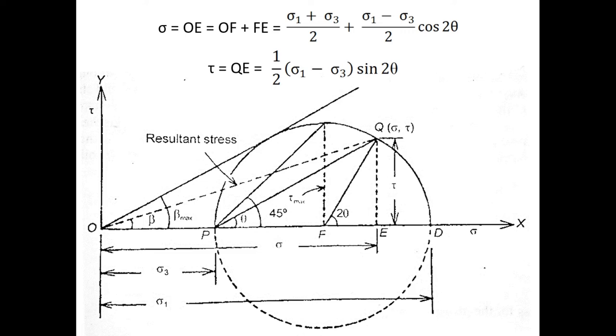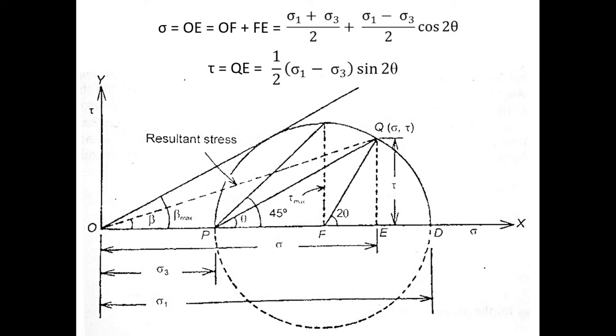Now imagine some other plane. Suppose I had another plane CD, similar to that wedge ABC, inclined at an angle theta 1. So from the point P, if I draw another line at an angle theta 1 to the major principal plane OX, it will intersect the Mohr circle at another point, maybe R. The coordinates of that point R will represent the stresses acting on that plane which is inclined at an angle theta 1 to the major principal plane.